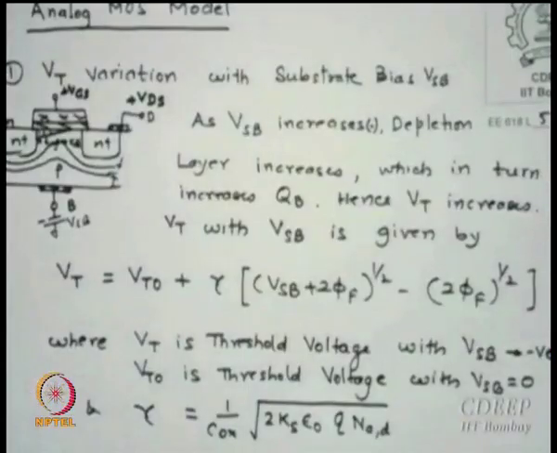This is a small query for those who are very keen about devices. Should NA be higher than ND for N channel and P channel? Will NA and ND be equal for P channel and N channel, or will the N channel NAs be different from the P channel NDs? What is your criteria? Which one should have different dopings? I will give a hint that NA and ND will not be equal. So which should be higher and which should be lower?